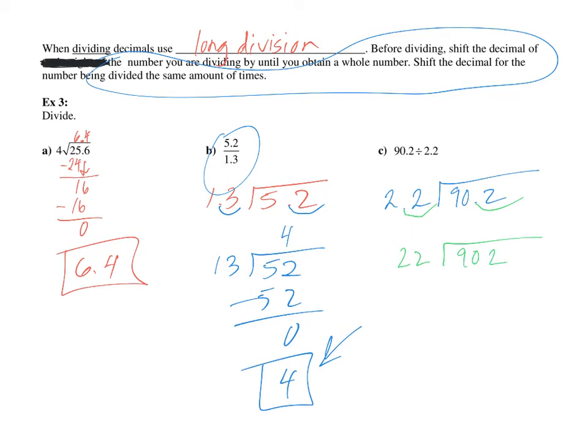All right, so 22 goes into 90 4 times. 4 times 22 is 88. Difference is 2. Bring down the 2. 22 goes into 22 once. So my answer is 41. All right, that's all there is to it. Going on to the next example.